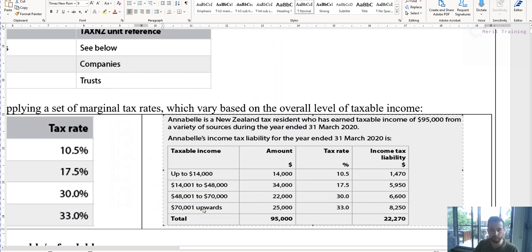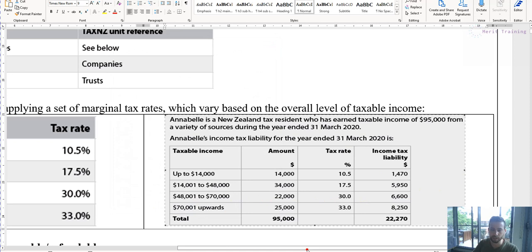And then for anything above 70,000, that's when you just apply the flat tax rate for anything above that. So it's basically 95,000 minus your 70,000, that gets to 25,000. You times that by your 33%, 8,250, and add them all up.